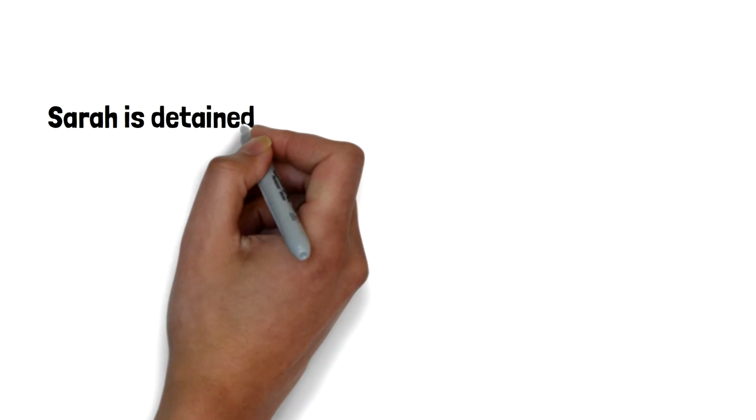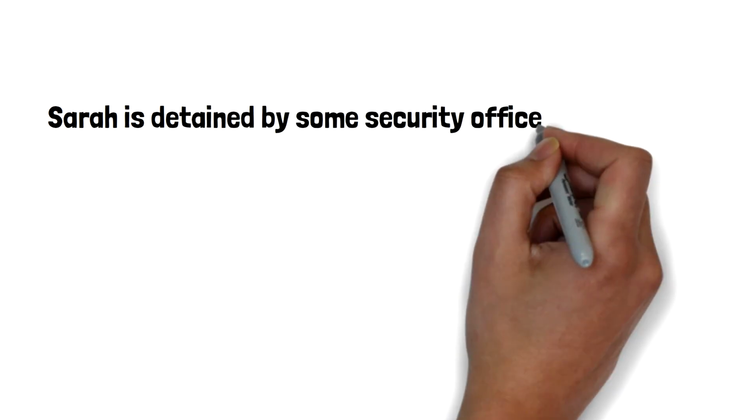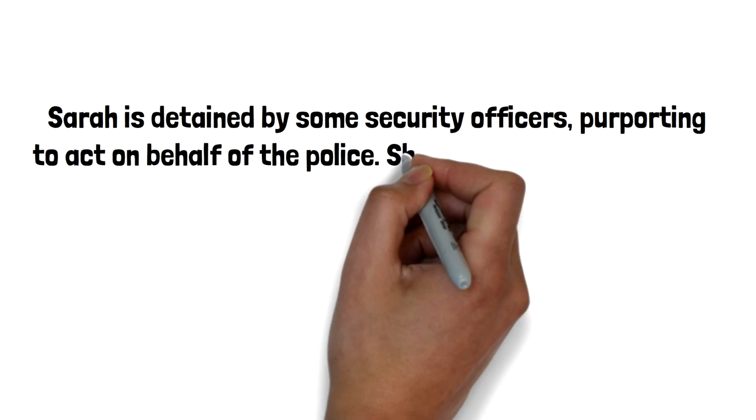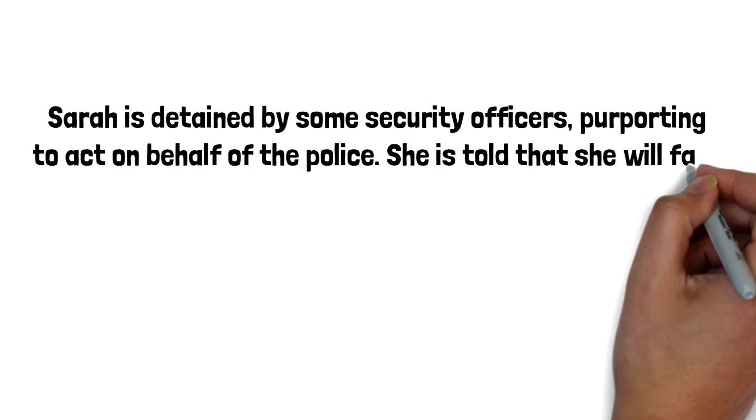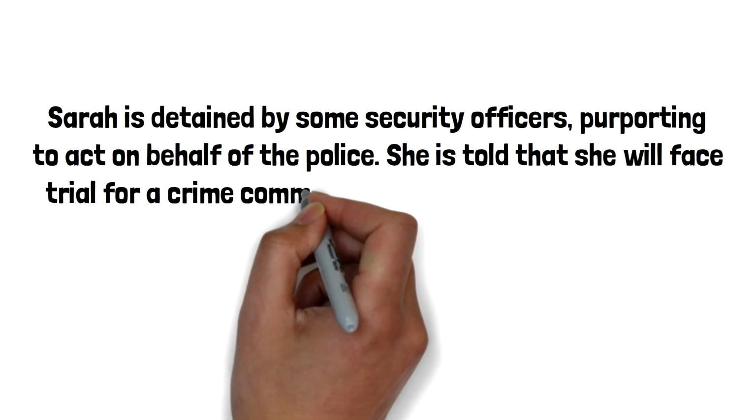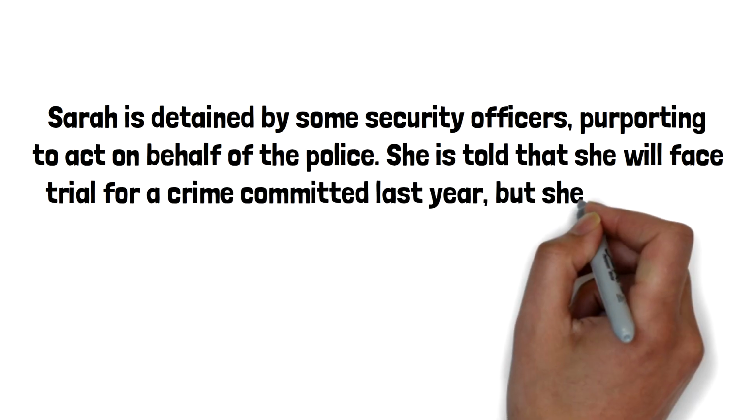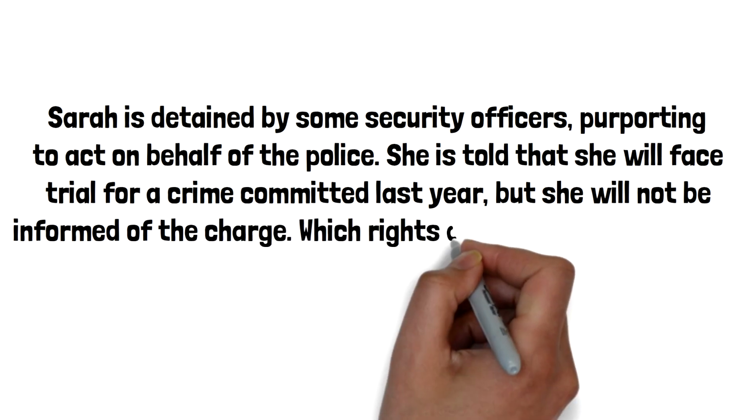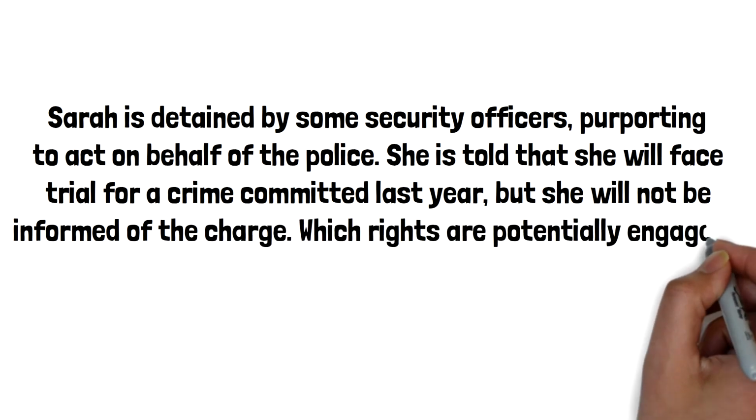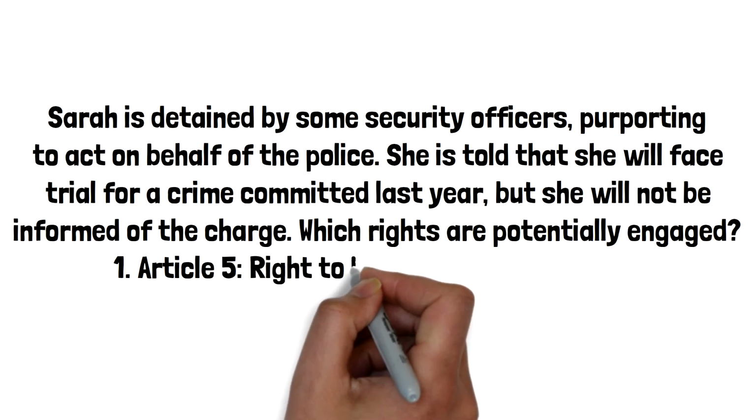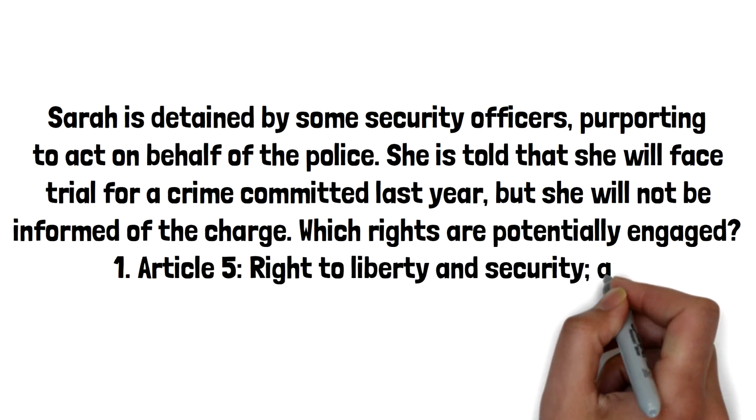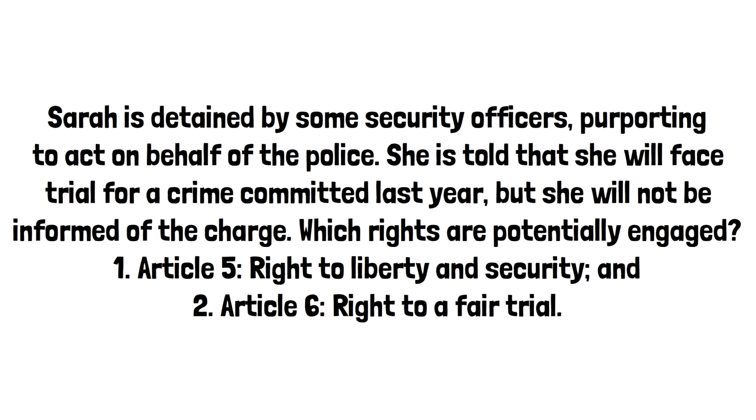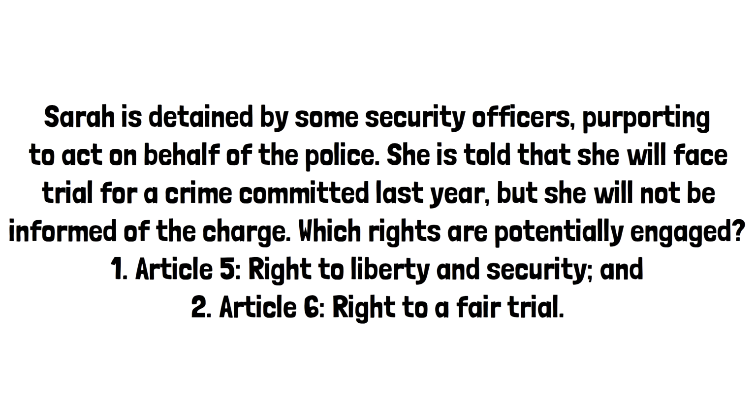Sarah is detained by some security officers purporting to act on behalf of the police. She is told that she will face a trial for a crime committed last year, but will not be informed of the charge. Which rights are potentially engaged? Well, the rights potentially engaged here are extensive, but primarily Article 5, the right to liberty and security. She's been unlawfully detained on the face of it. And Article 6, the right to a fair trial.